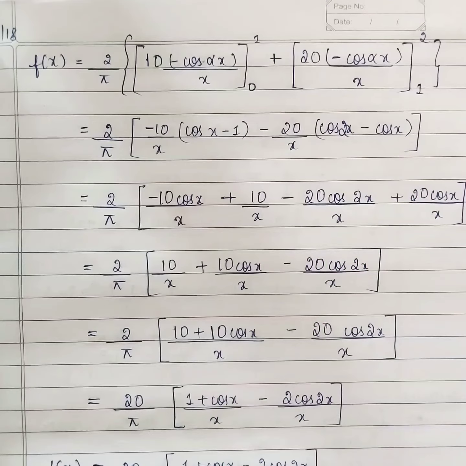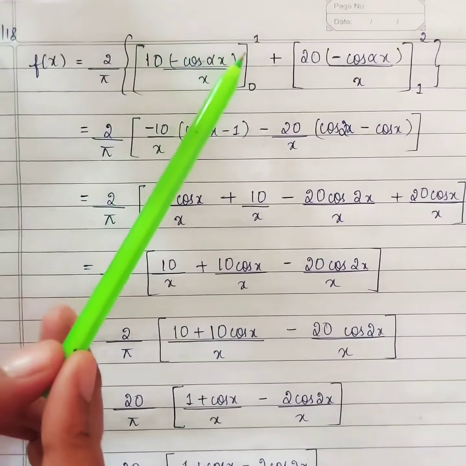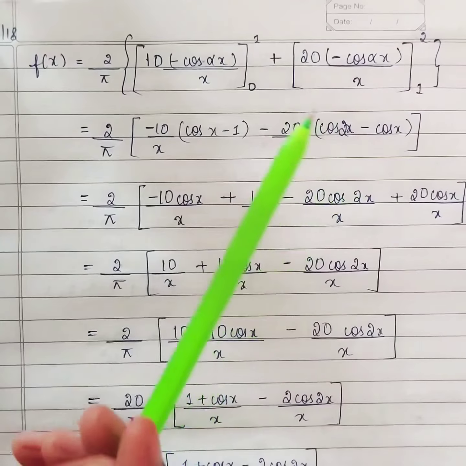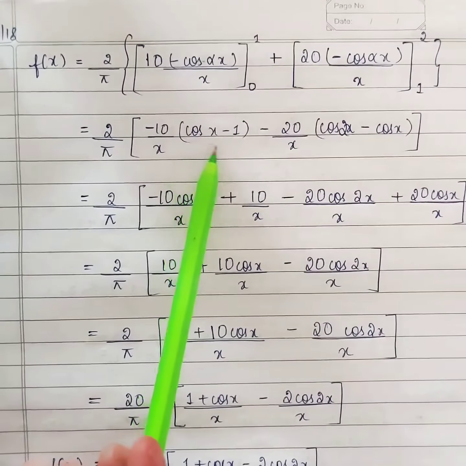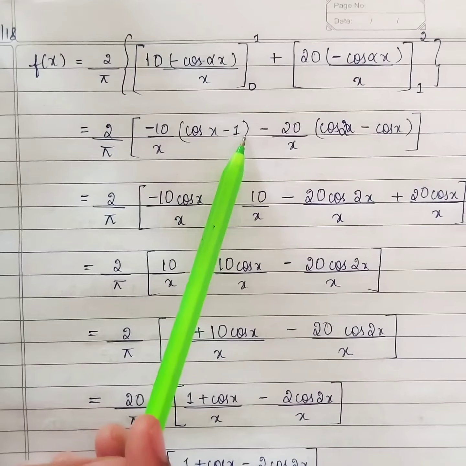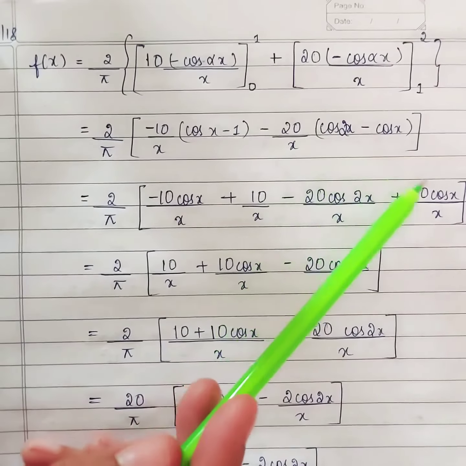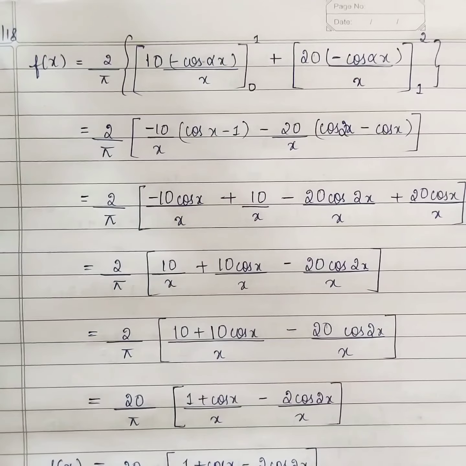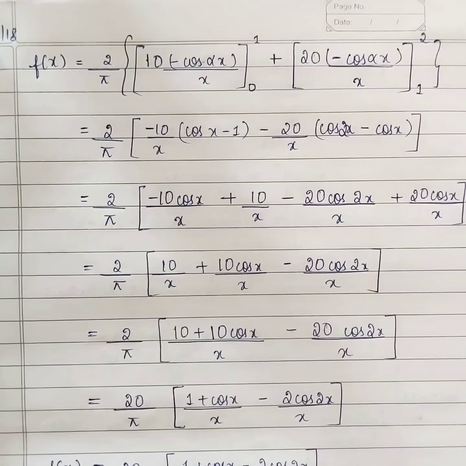Now just substitute the values: the limits 0 and 1 for the first one and 1 and 2 for the second one. When you apply the upper limit, cos 1x minus the lower limit cos 0, which is 1. And in the same way here, cos 2x minus cos x. You just have to take out the constants and simplify the rest.